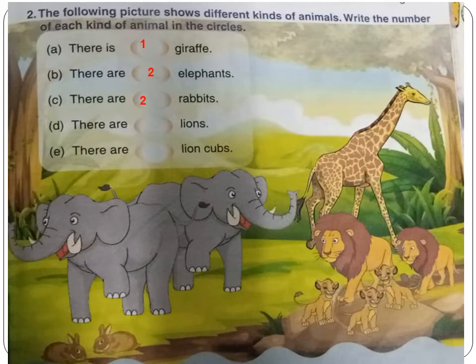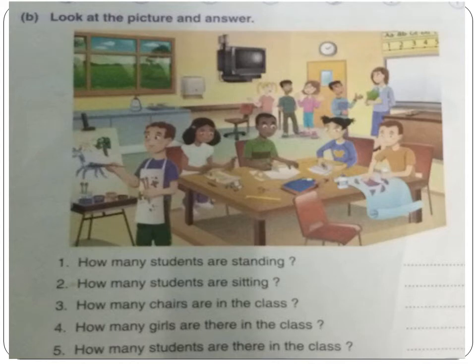Next, how many lions are there? There are only 2 lions. Next, you have to count and tell me how many lion cubs you can find here. It is 3. Yes, you are right, children. Good. Here is another example.